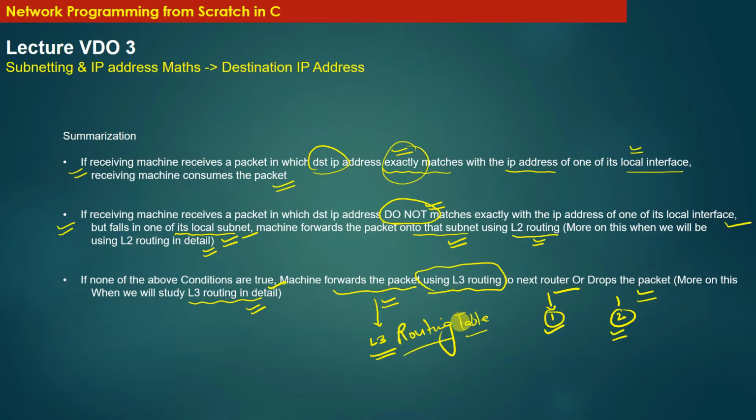So the router is not the consumer of the packet, the packet does not belong to any of the local subnets of the router, and the router does not contain an entry for the remote subnet to which the packet belongs. When all these three conditions are satisfied, the router does not know what to do with the packet, and in this case the router chooses to drop the packet. We will understand this concept in detail when we learn L3 routing.